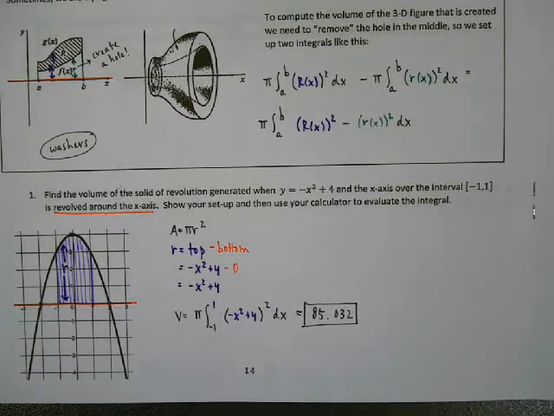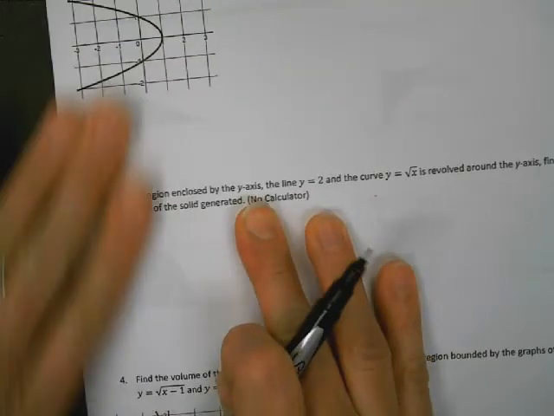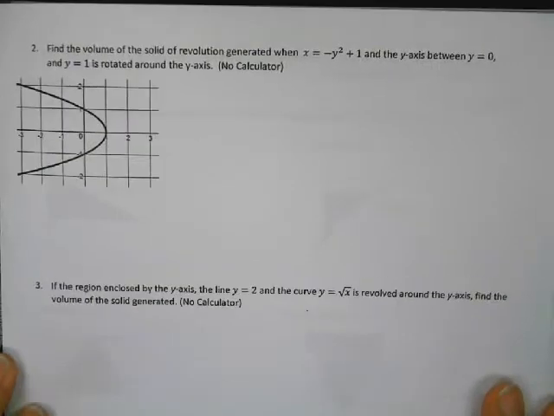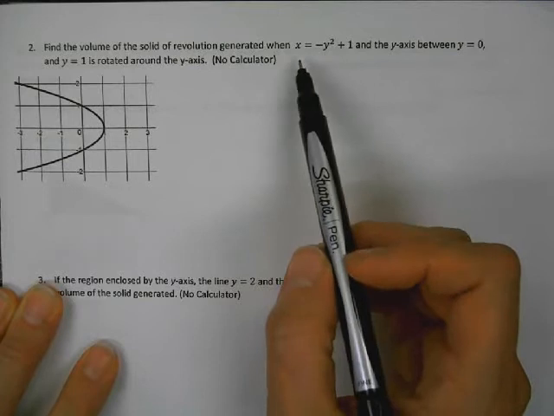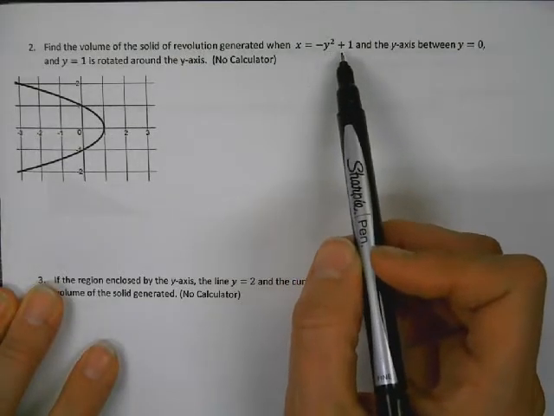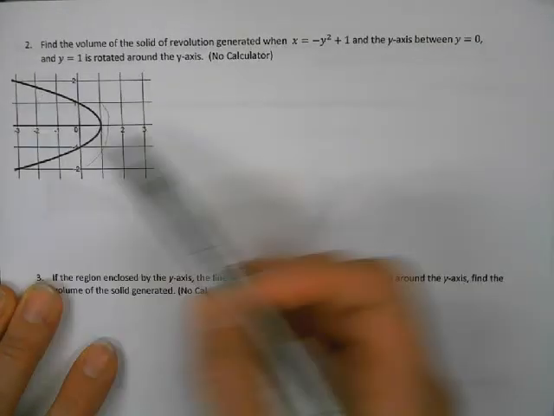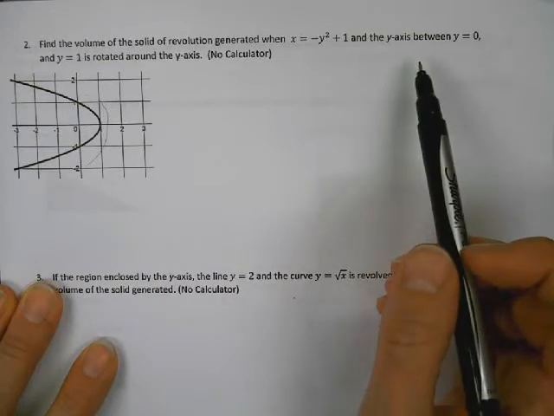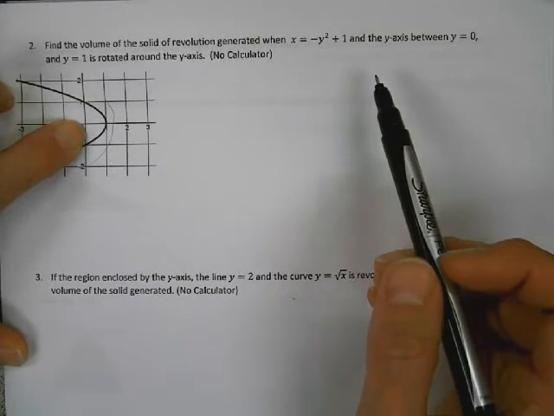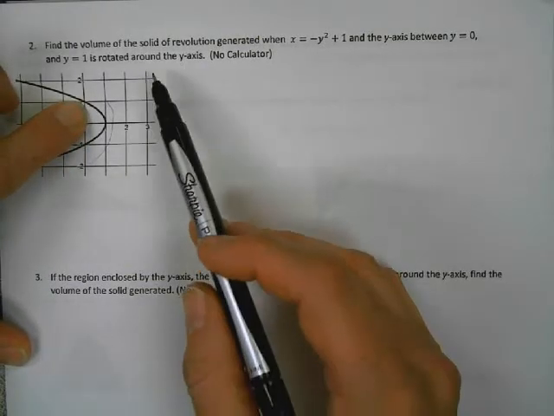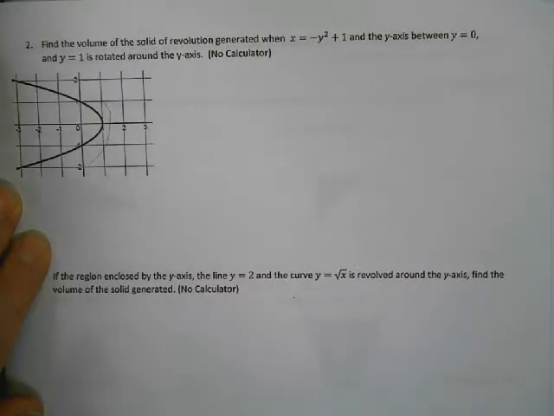Okay, so that's one basic example, just revolving around the x-axis. So let's look at number 2. For number 2, it's asking me to find the volume of the solid of revolution generated when x equals negative y squared plus 1, which has already been graphed for us here, and the region between the curve and the y-axis, between y equals 0 and y equals 1, is rotated about the y-axis.